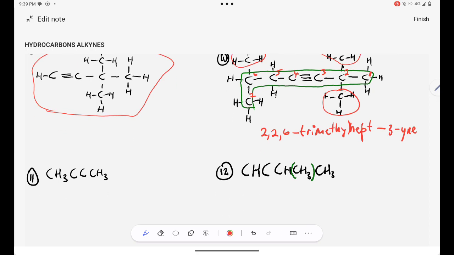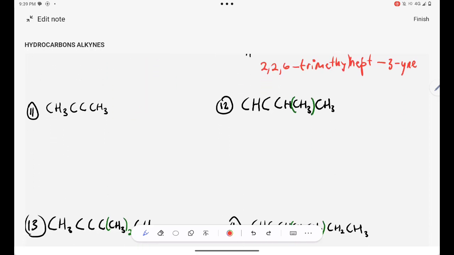Okay, number 11, I'm given a condensed structure. I'm supposed to draw the structural formula and then write down the IUPAC name. Okay, I simply have CH3 over there. I have a C as well as another C, and I have a CH3 at the end.